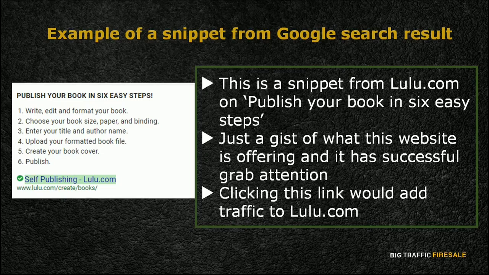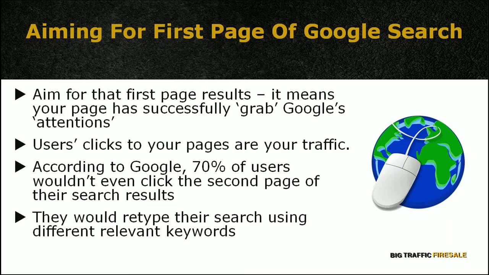For example, this snippet from lulu.com on Publish Your Book in 6 Easy Steps. The information given is just a gist of what this website is offering, and it successfully grabs users' attention. Clicking this link would add traffic to lulu.com. Most online marketers and online business owners would love to see their products or services to be the very first page of Google's search results, or even better, the featured snippets. Who doesn't? That would mean your page is successfully optimized to grab Google's attention and put them on top of their search list. The clicks you received from users are all that matters. Their clicks are your traffic.